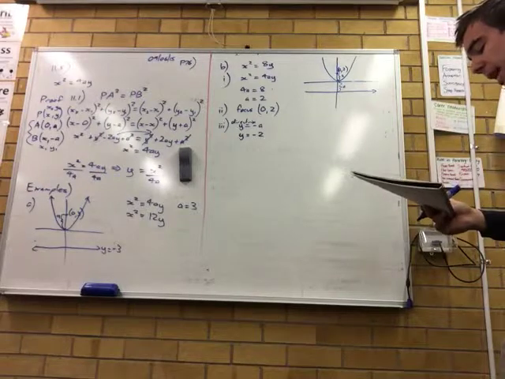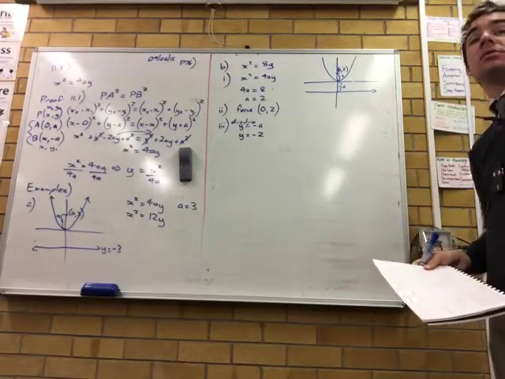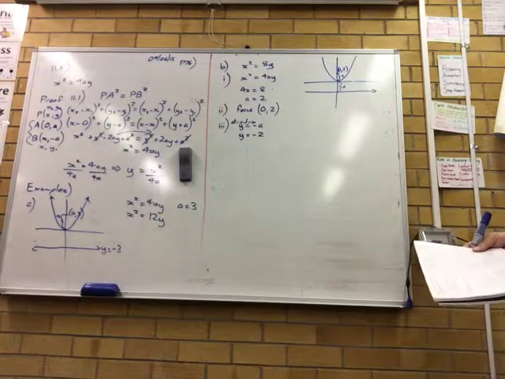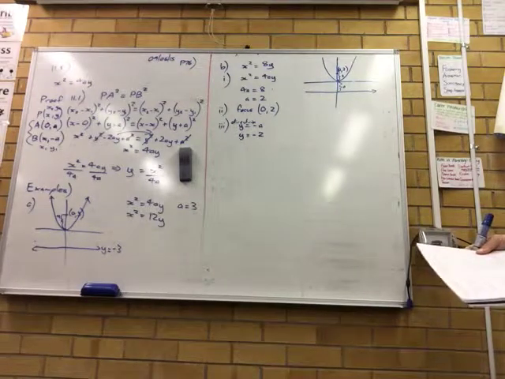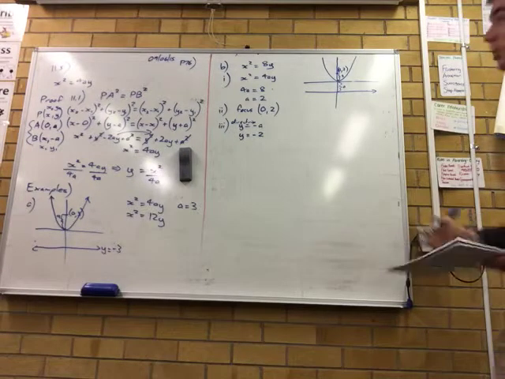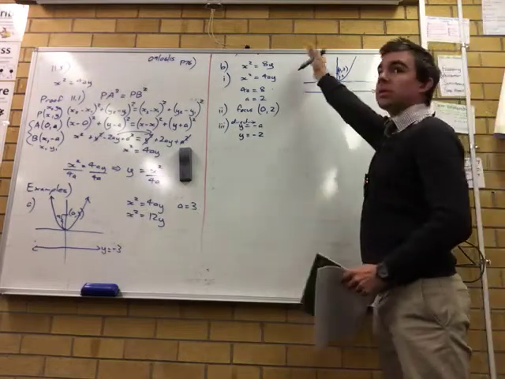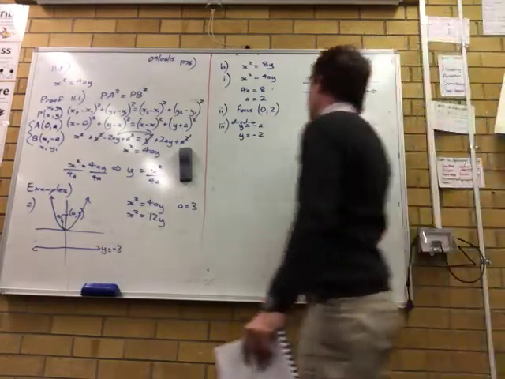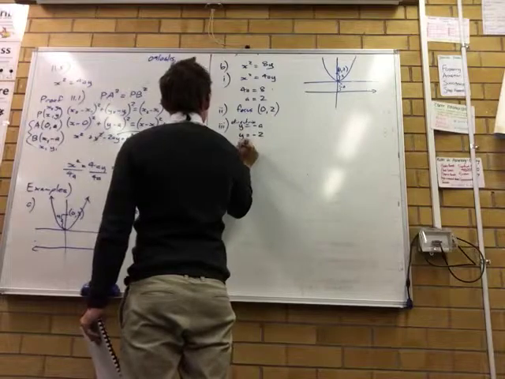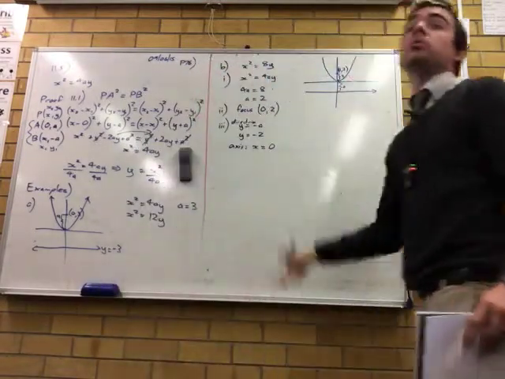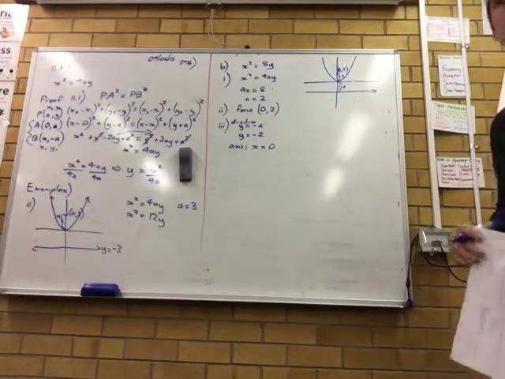The equation of the axis. So the axis referring to the axis of symmetry. So which axis is my axis of symmetry? X equals 0. In other words, the y-axis is the axis of symmetry, because if I fold over on the y-axis, I'll get the same thing on both sides. And the equation of the y-axis is x equals 0, because it crosses the x-axis at 0.